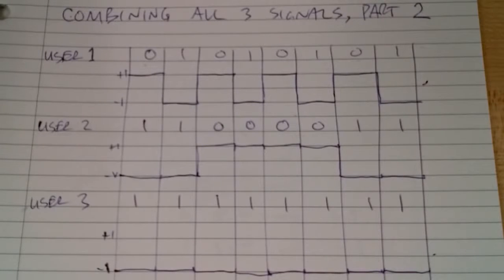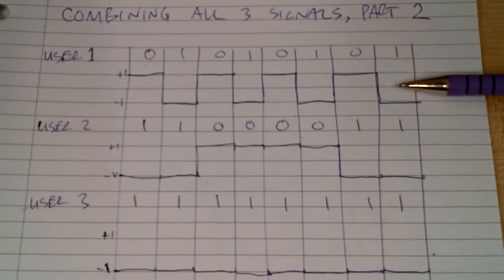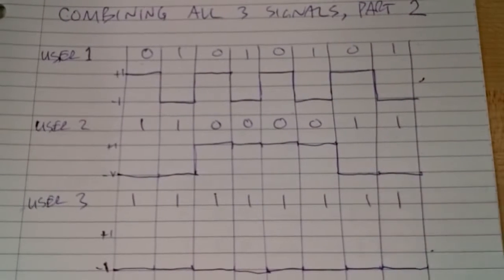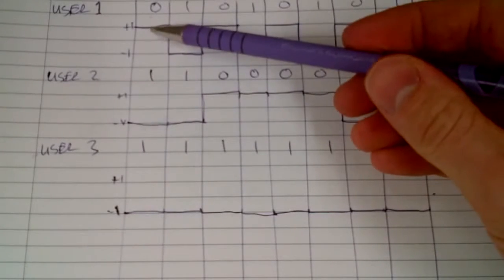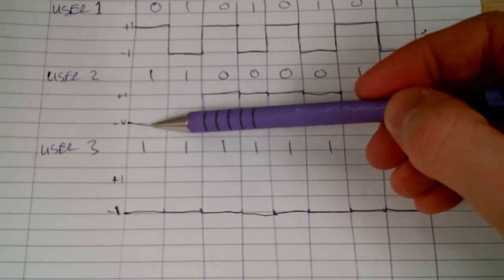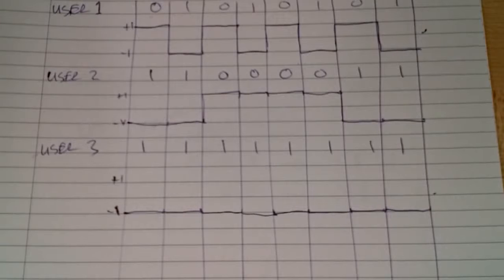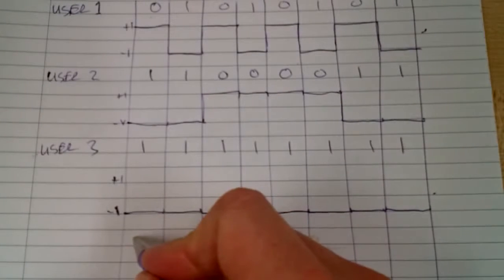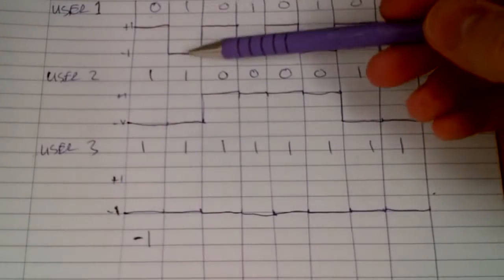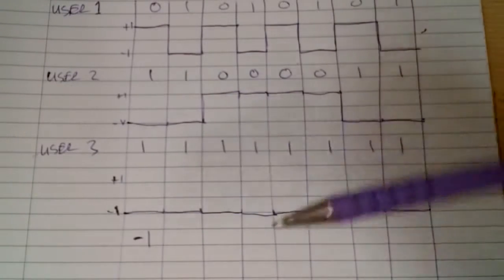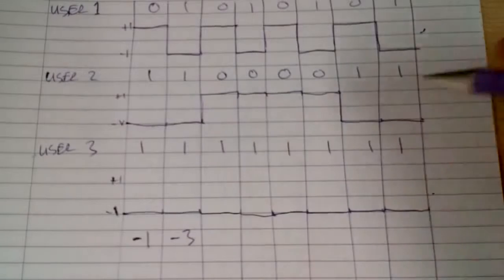But if we had all of these users using the same frequency at the same time, then the resulting signal would actually be this signal added to this signal added to this signal. So that's what we'll do. So what do we got here? We've got +1, -1, and -1. What's 1 minus 1 minus 1? That'd be -1, I think. Okay, so then we have a -1 and a -1 and a -1. That sounds like -3 to me.